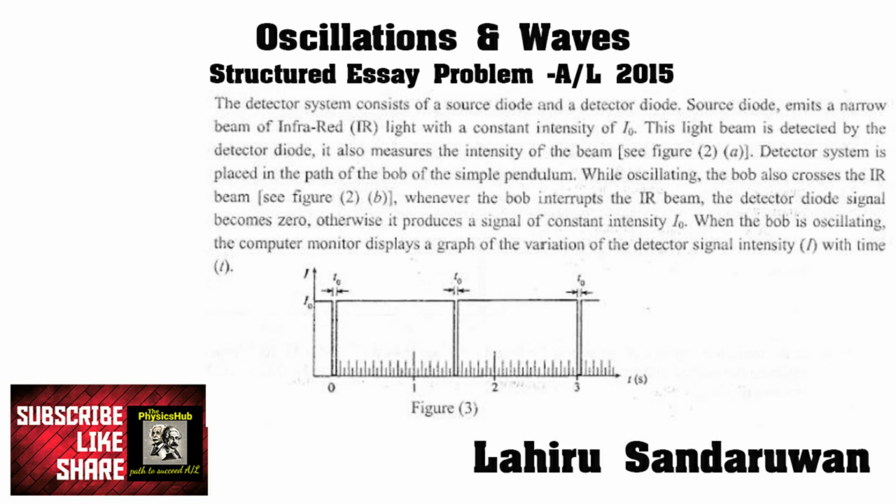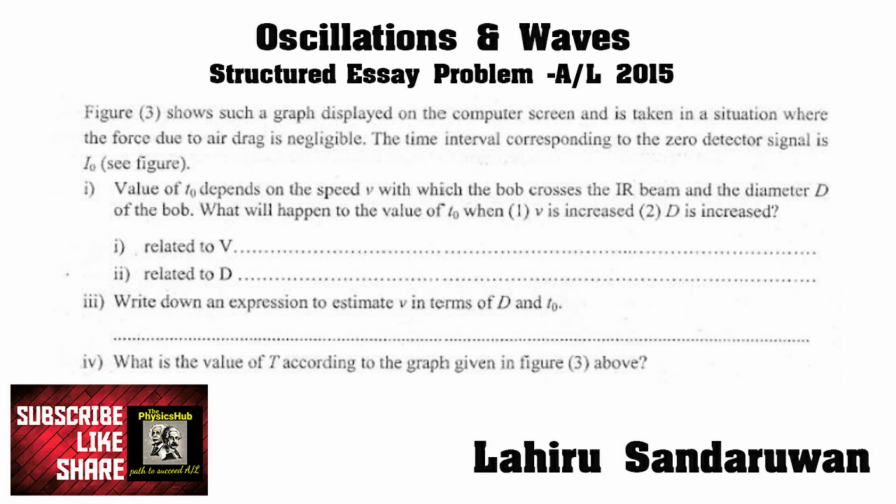When the bob is oscillating, the computer monitor displays a graph of the variation of detector signal intensity I with time. Figure 3 shows such a graph displayed on the computer screen, taken in a situation where the force due to air drag is negligible. The time interval corresponding to the zero detector signal is T0. Part 1. The value of T0 depends on the speed v with which the bob crosses the IR beam and the diameter d of the bob. What will happen to the value of T0 when, part 1, v is increased, part 2, d is decreased?